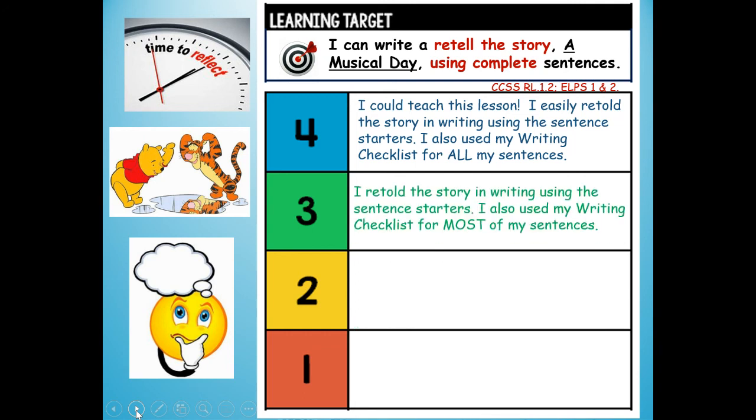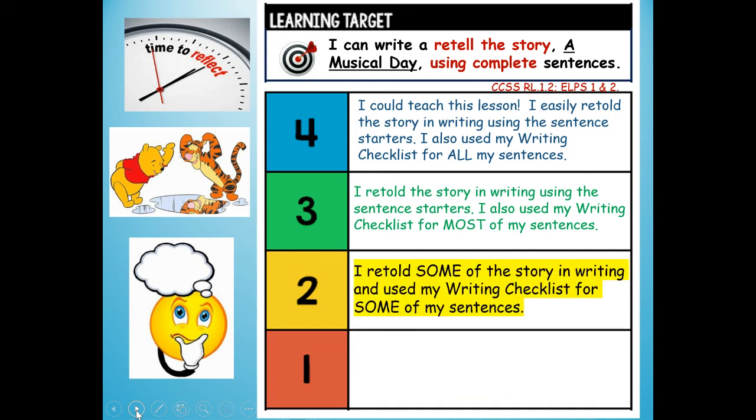I retold the story in writing using the sentence starters. I also used my writing checklist for most of my sentences. Or 2, I retold some of the story in writing and used my writing checklist for some of my sentences. Or 1, I did not retell the story and did not use my writing checklist.